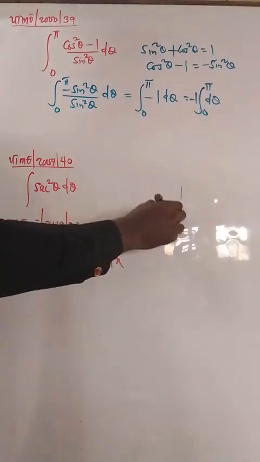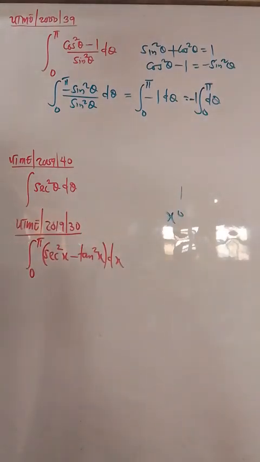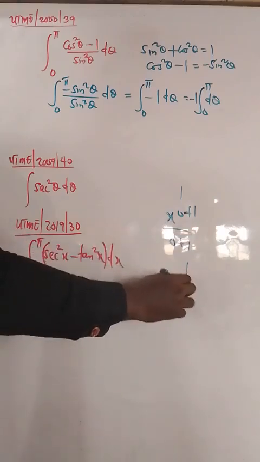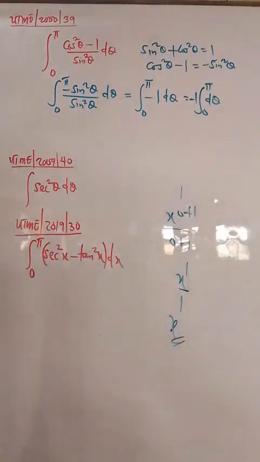I can write this 1 as x to the power 0. x to the power 0 is still 1. So I add 1 to the power, then divide by the new power, that's x power 1 over 1, which is x. So if you integrate d theta, that's like integrating 1. So the answer is theta.